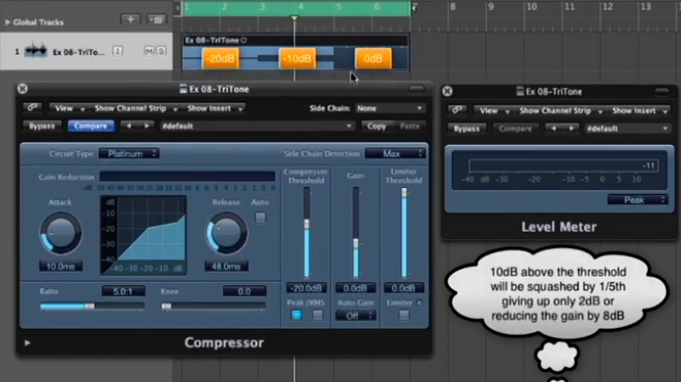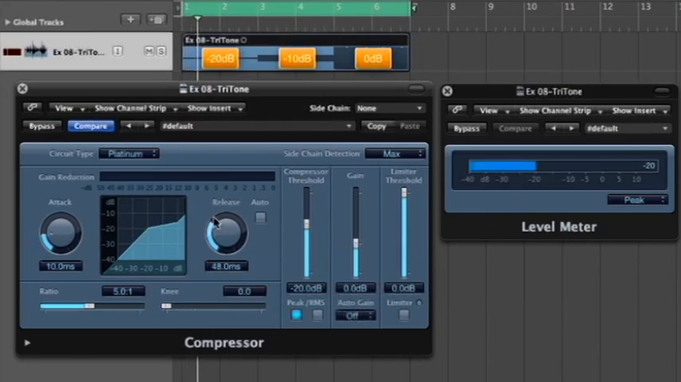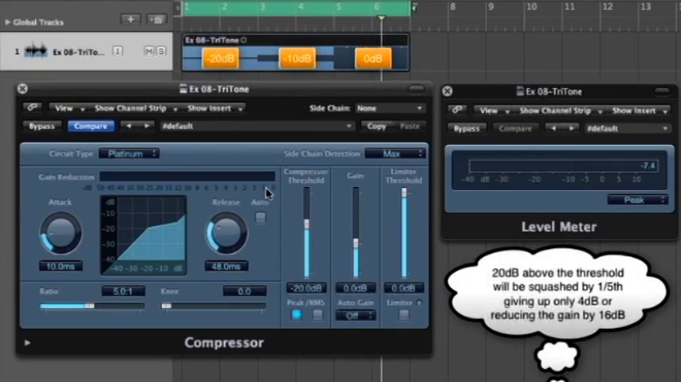Let's see how it looks over here on the third one. See if you can guess the outcome. Yep, about 16 dB. It's only letting 4 dB out. It's a 20 dB span, 5:1, right? So it's only going to let through 4 dB, and 20 minus 4 is about 16 dB.